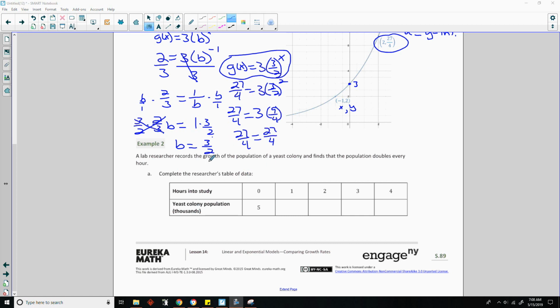Okay, so it doubles every hour. So we start with 5. It doubles after 1 hour. So we're just doubling this, multiplying by 2. 20 times 2, 40 times 2. And there's the table for our data.